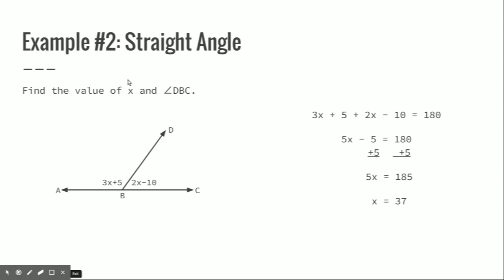Now again, we found x, but we also have to find the angle of D, B, and C. And when I plug that in, you would get 2 times 37, and then you would subtract 10. And so it's actually a pretty easy problem. The thing that tends to confuse most people is that they forget to find that missing angle, or that they think that x equals that angle, when that is not the case.